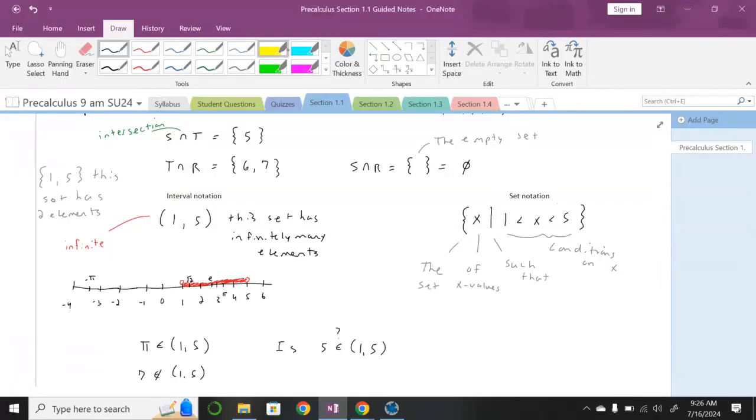So notice, and the way you could have answered that question is that what I'm showing you here is that this parenthesis corresponds to this inequality. And how do we read this? X is strictly less than 5. What does that mean?